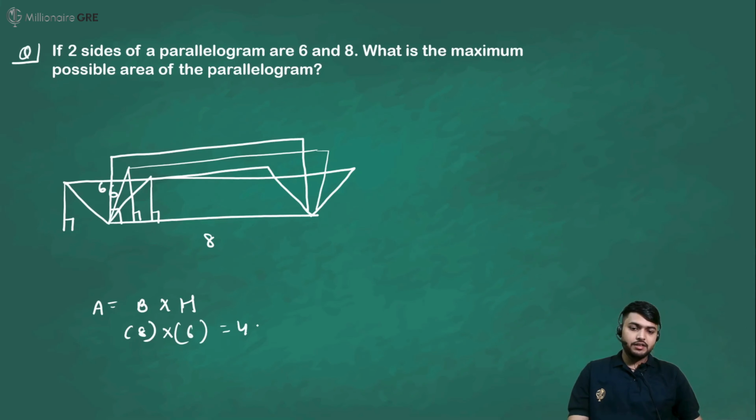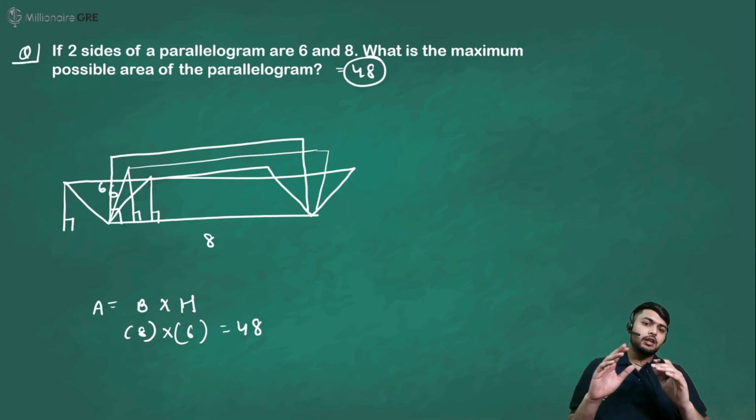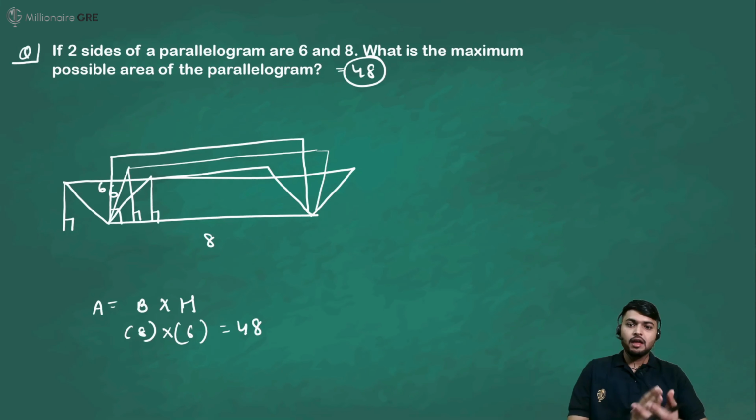In that case, area is 48. So the answer is 48. Height is maximum, and in that case area is maximum. Height is maximum when height is 6, so the area is 48. Or you can simply learn this concept that if two sides are given to you, area of the parallelogram is maximum when that particular parallelogram is a rectangle. This is a rectangle.